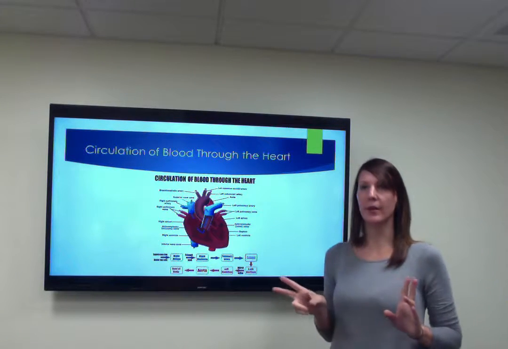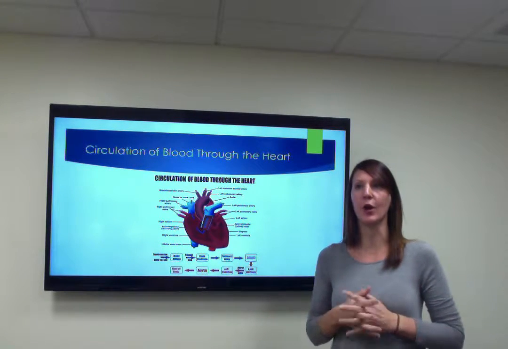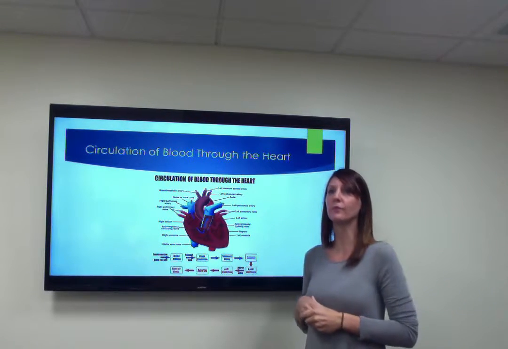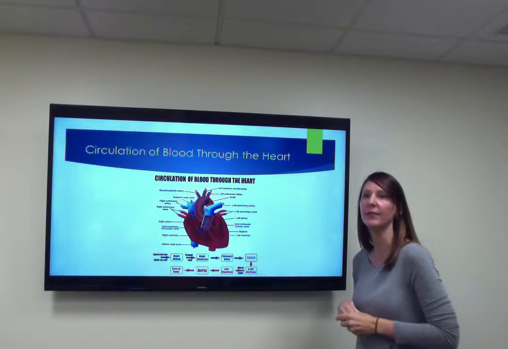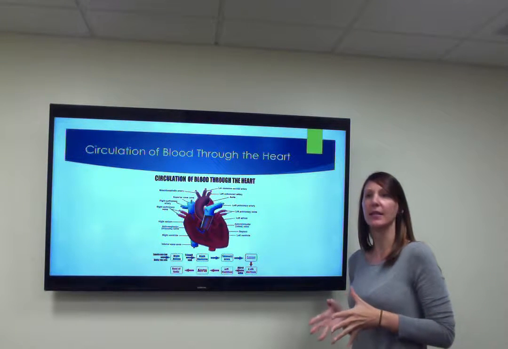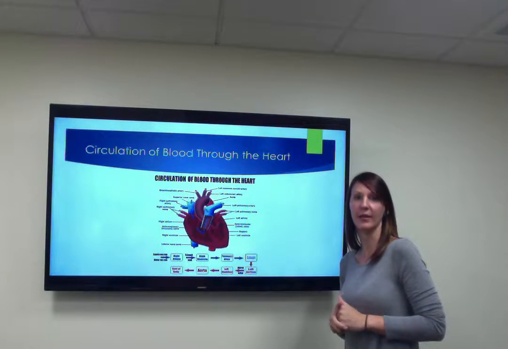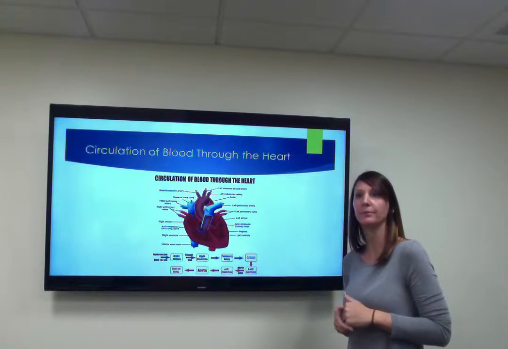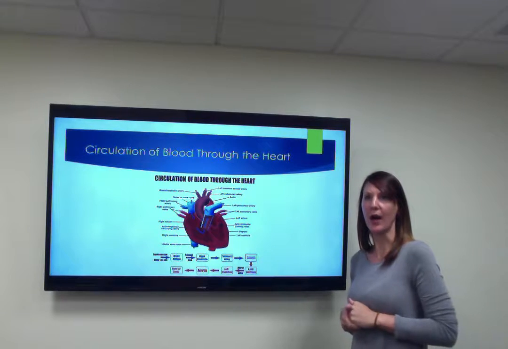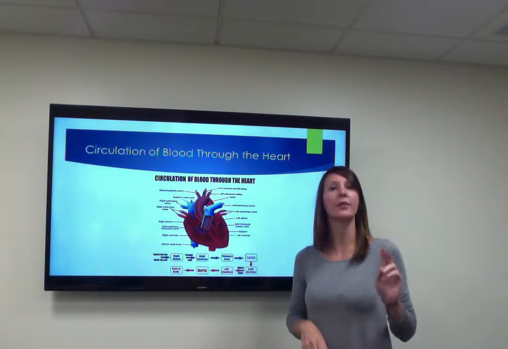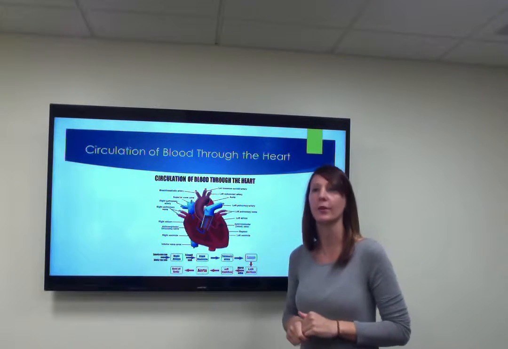Also, key to remember is that you have 4 different valves with your heart, and that keeps blood moving in the correct direction. You have the tricuspid and mitral valves, and these are known as the atrioventricular valves. They make up the first part of your heart sound when they close, and that's the lub. Then you have the semilunar valves, and these consist of the pulmonary and aortic valves, and they're the second part of the heart sound, or the dub.